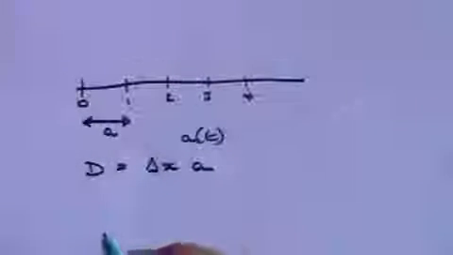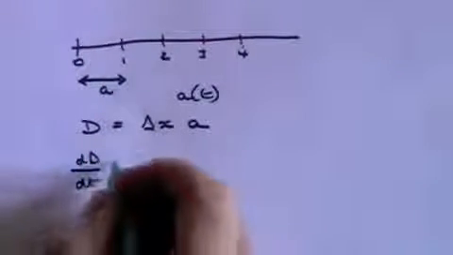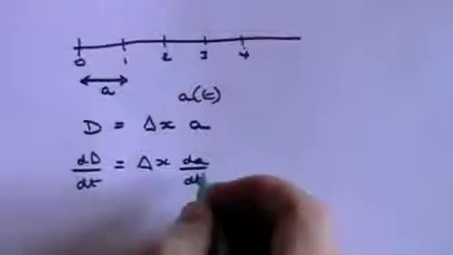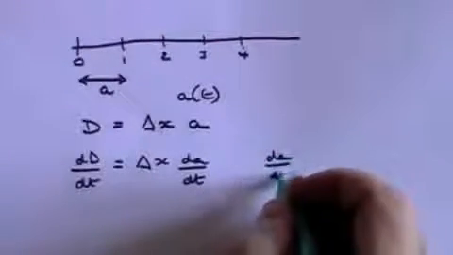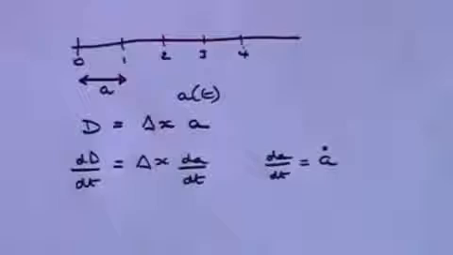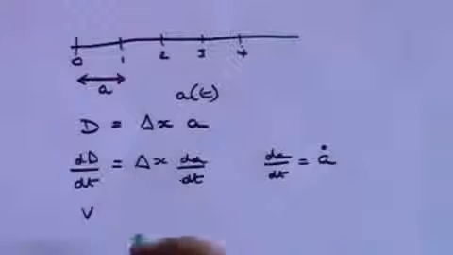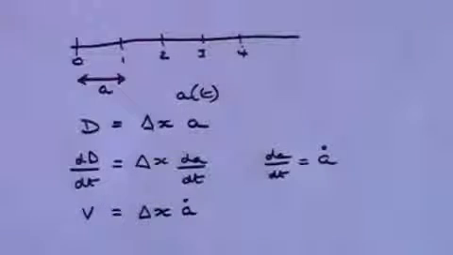We can differentiate that with respect to time. dd with respect to time is delta x times dA over dt. We can write dA by dt as a dot. It's a convention. dA by dt is a dot. But dd by dt, the rate of change of distance with time, is of course just the velocity. And that equals delta x times a dot.